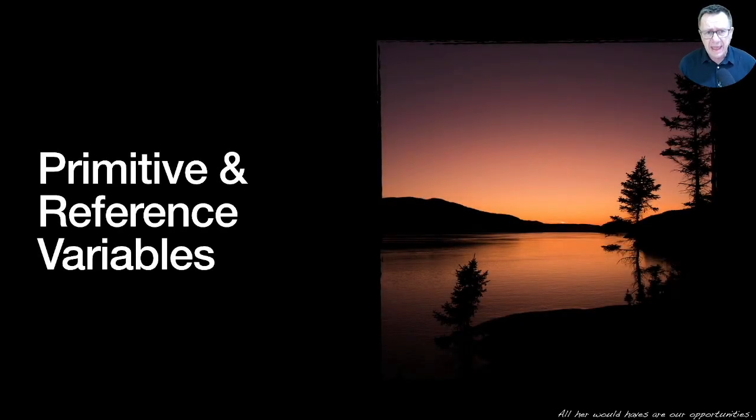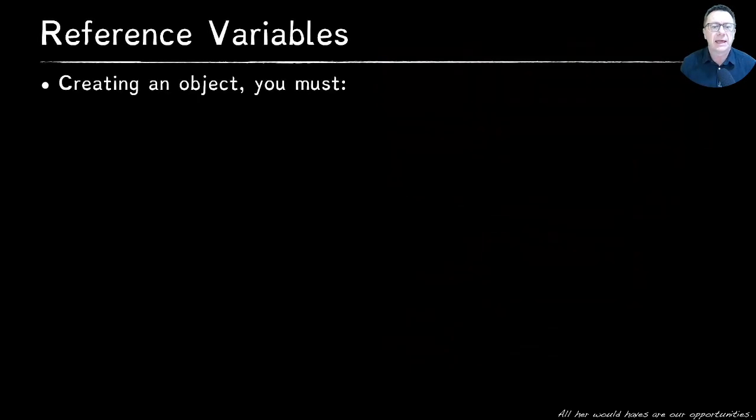We want to look at primitive and reference variables. These you will discover are really important. Primitives you're pretty much familiar with: int, double, char, they are primitives. Then we have reference variables. Now reference variables tend to be objects. So let's have a look at things.